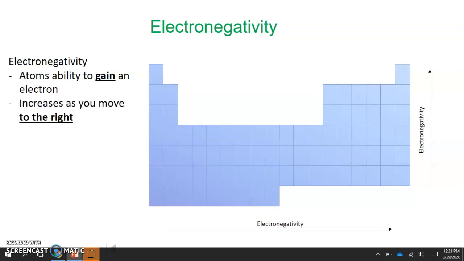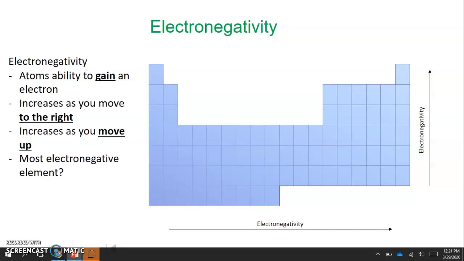It increases as you move to the right, so elements on the right-hand side of the table will be more electronegative. And then it also increases as you move up. So those elements in the top right-hand corner are going to be the most electronegative. So what is the most electronegative element? Take a minute. Pause the video and think. What do you think the most electronegative element would be?